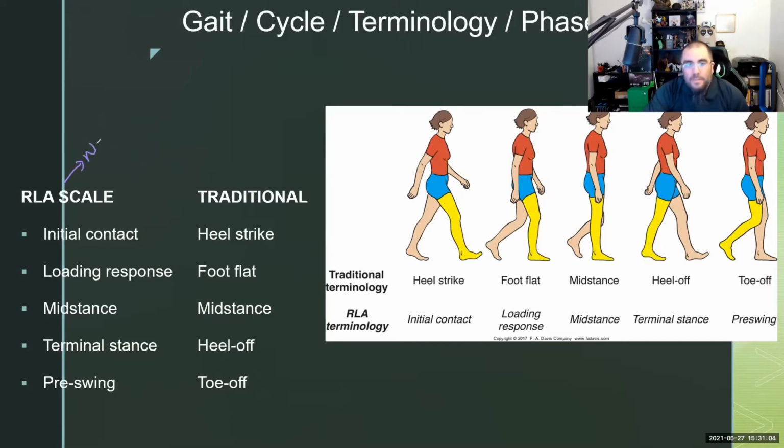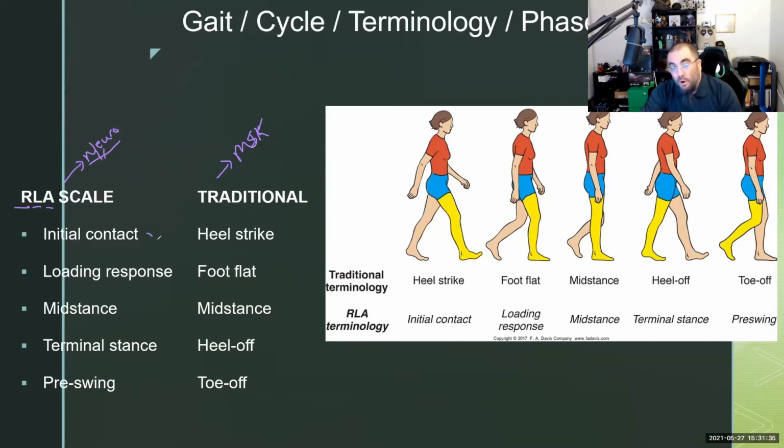RLA looks at things from a neuro perspective. Traditional looks at things from an MSK. When I say MSK, what does MSK mean? Does anyone know? Musculoskeletal. Yeah, musculoskeletal. Good. So Rancho Los Amigos is a place in California that deals with a lot of neuro problems with patients. So they traditionally deal more on the neuro side.